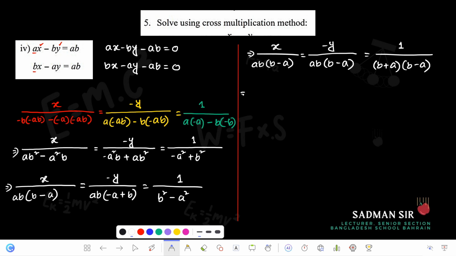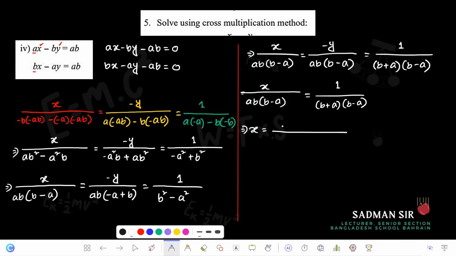Okay. Now to get the value of x, what we will do, x by ab into b minus a, we will write it equal to 1 divided by b plus a into b minus a. So we will do the cross multiplication. This denominator will be multiplied with the numerator of the right hand side. So multiplied by 1, it doesn't make any difference, so we will keep as it is. Now b minus a, they get cancelled, and hence we find the value of x as ab by b plus a, or you can write a plus b, it doesn't matter, no problem.